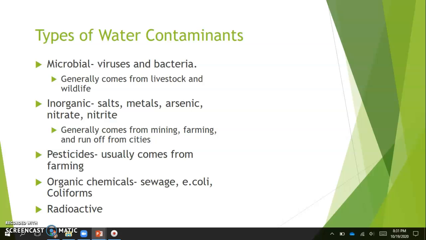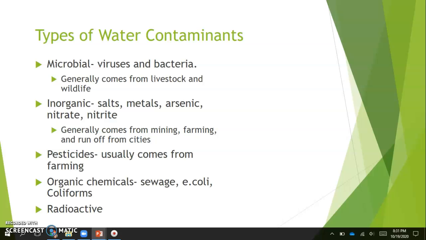So first things first, if we're talking about cleaning water, we need to first understand what kind of contaminants are in our water, and there's a wide variety to know about. So one type of contaminant is microbial. Micro means small, and these are going to be things that can cause disease, like viruses and bacteria. These will generally come from livestock and wildlife, so a lot of times it comes from their fecal matter, which is just their poop. So those bacteria live in those substances and they'll get washed into the water and can contaminate it.